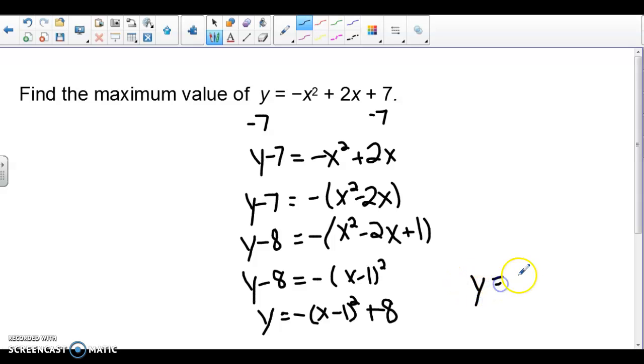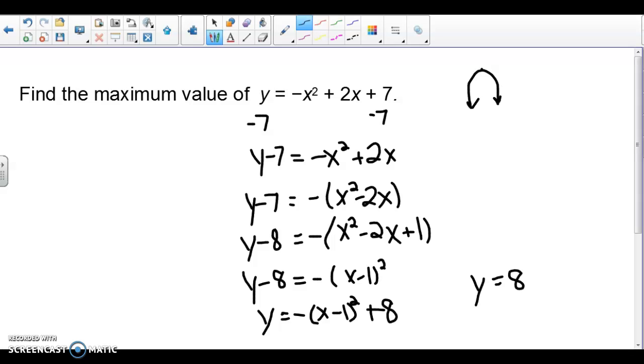Now remember, you would know it's a maximum value because the a value is negative, and since the a value is negative, you know that it opens down, right? So that's why it has a maximum value. If the a value was positive, it would open up, and then it would have a minimum value.